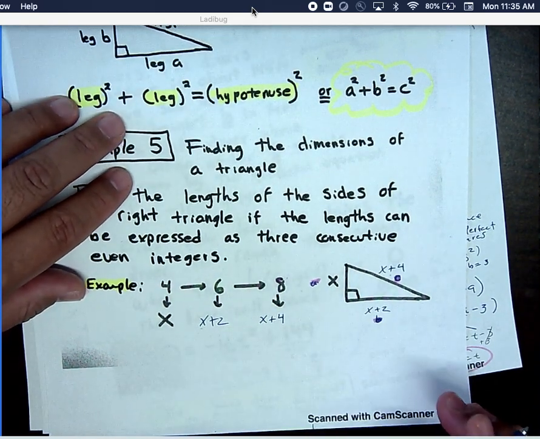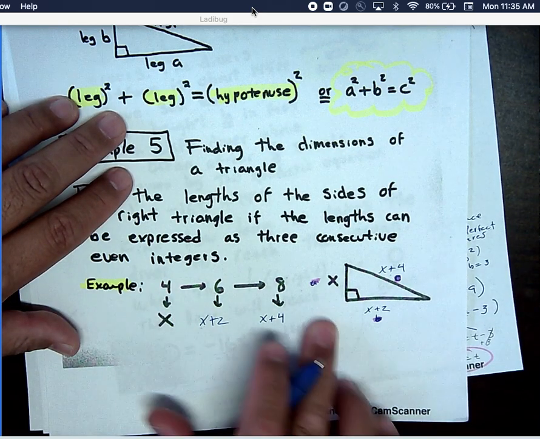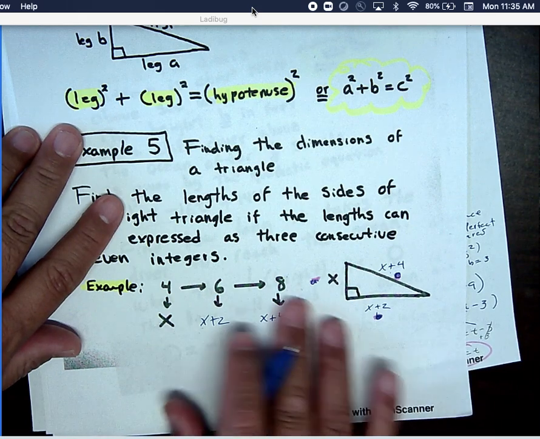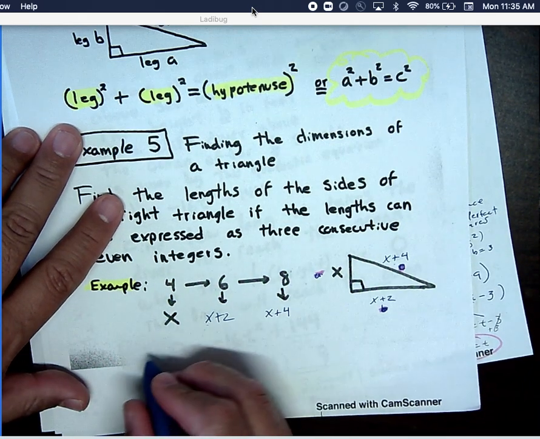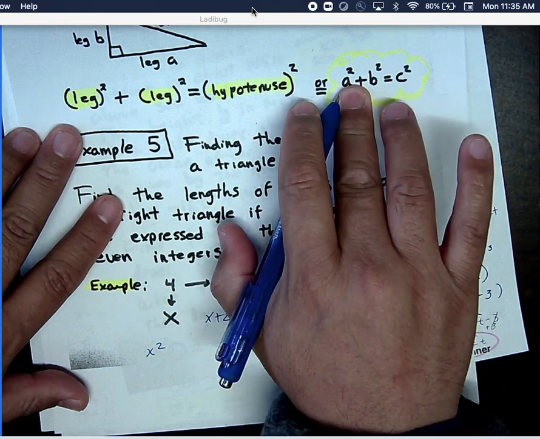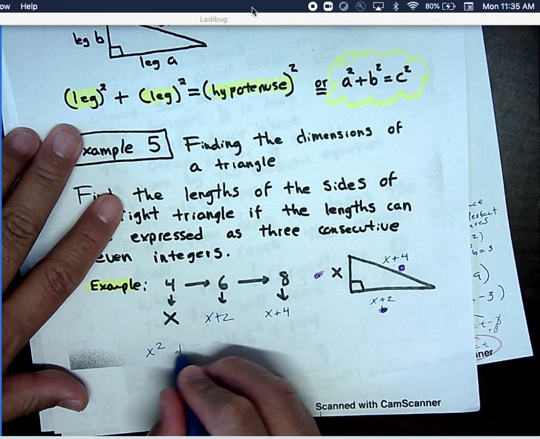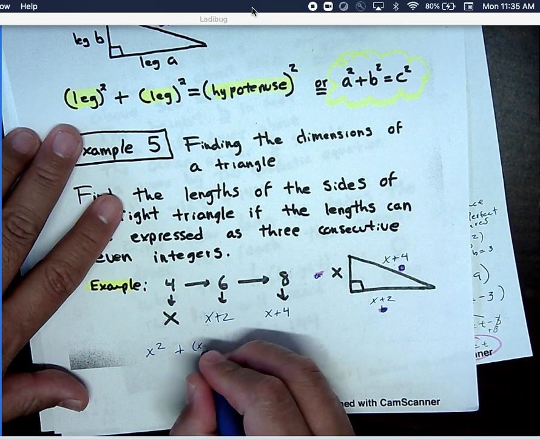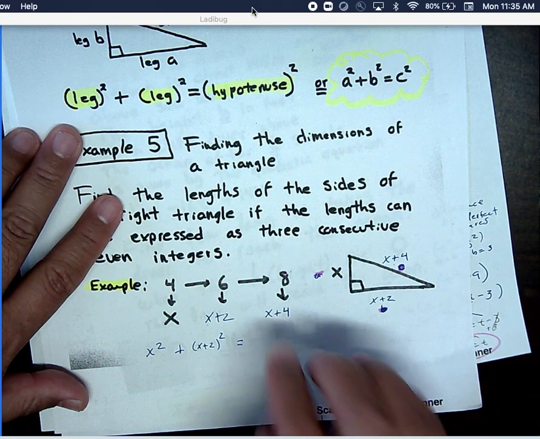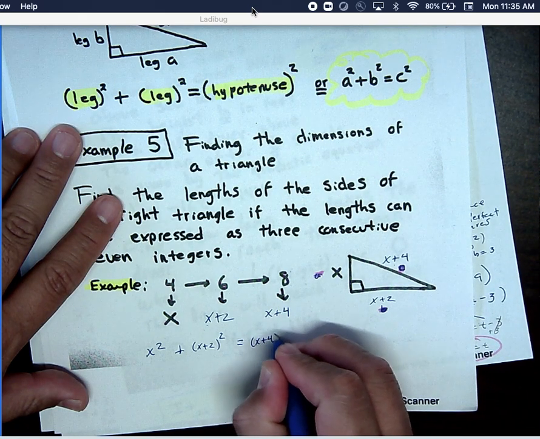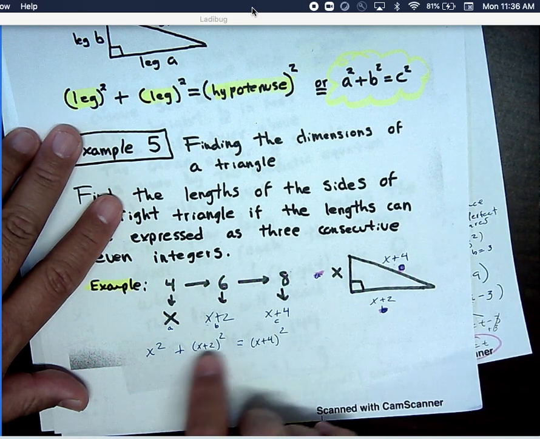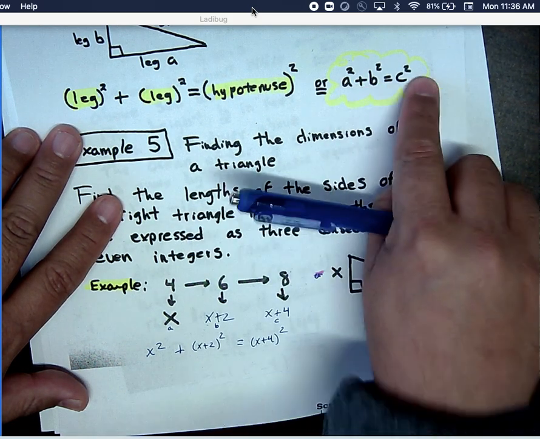So now we need to use this algebraic expression using the Pythagorean theorem to help us find the x's. So you would have x squared, right? X squared, a squared, plus, what's this? X plus 2 squared equals, now this one, x plus 4 squared. This is the a, this is the b, and this is the c.